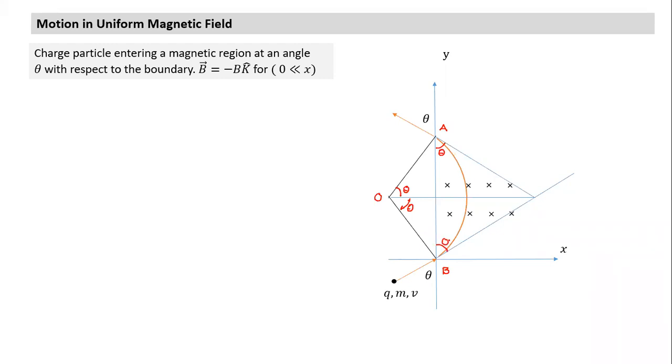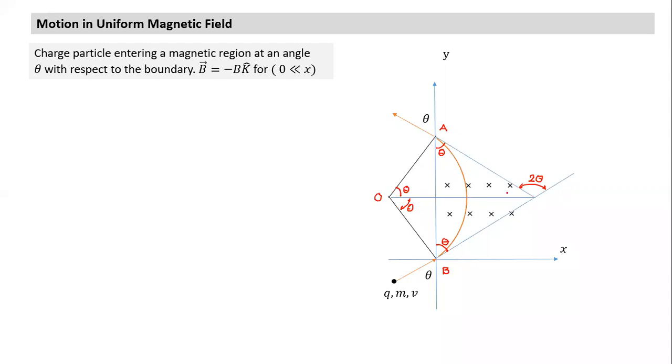I started from the angle made here at the center. This is theta, theta, and this is the exterior angle, which will become equal to 2 theta. If this angle is theta, this angle is also theta. So this is how the angles are. What we understand from here is that if it enters with an angle theta, the angle made by the chord will be 2 theta, or the angle subtended by the circular path it follows inside the magnetic field will be 2 theta.